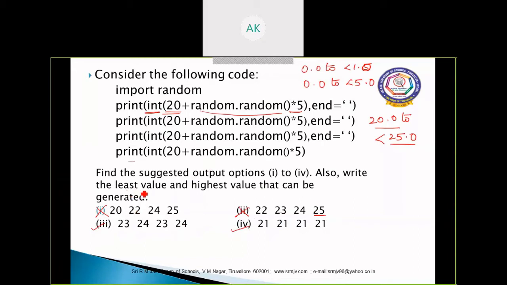So what is the least value and highest value that can be generated? Your least value is 20.0 and the highest value is less than 25.0.